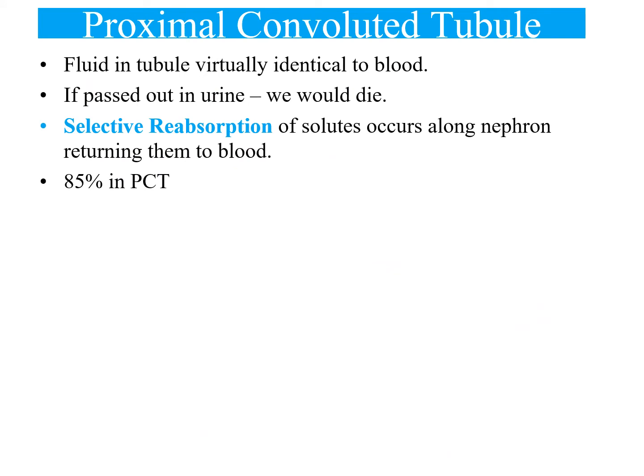Okay, so once we've done the filtration, we then enter the proximal convoluted tubule, the next part of the nephron. And this is where the fluid in the tubule is basically identical to the blood, apart from the fact it's got no blood cells and no proteins in it. It's got all the things that we need: water, glucose, things like that. If it was to pass out in the urine, we would die, so you wouldn't survive. So we need to use selective reabsorption, and that happens along the proximal convoluted tubule. Mainly, 85% of it happens there, and after the proximal convoluted tubule, it's much more just about water.